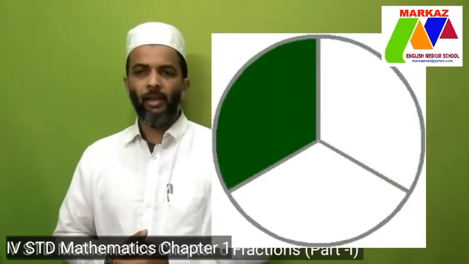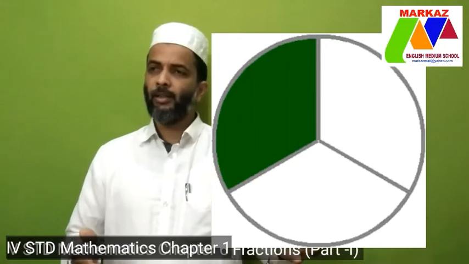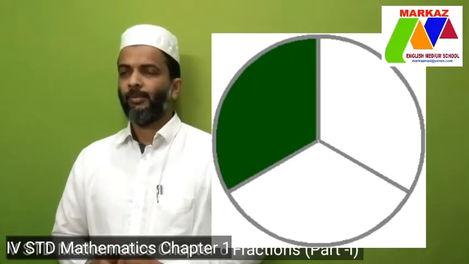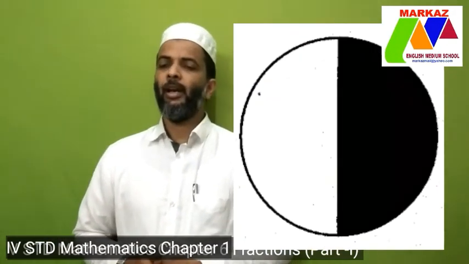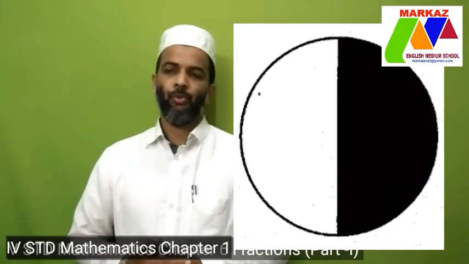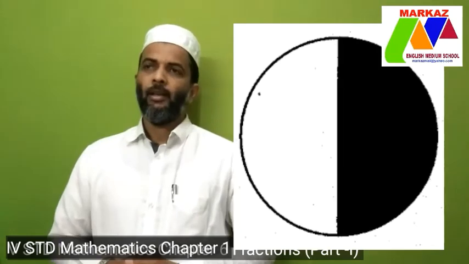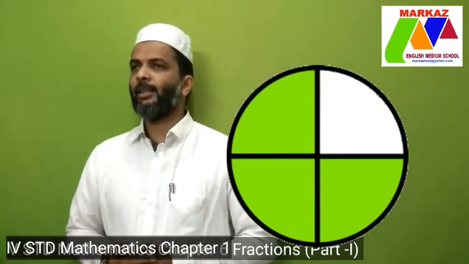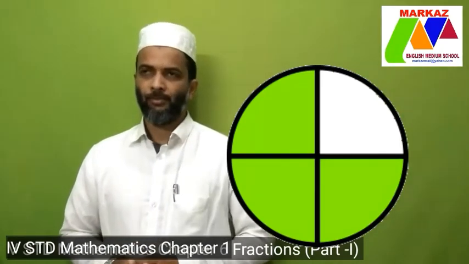Look at the third one. For this figure, it is written as 1, then division bar, then 3, in words 1/3. Next image. Here it is written as 1 divided by 2. It is written as half in words. In the last image, the fraction is written as 3/4 in numerals and 3/4 in words.